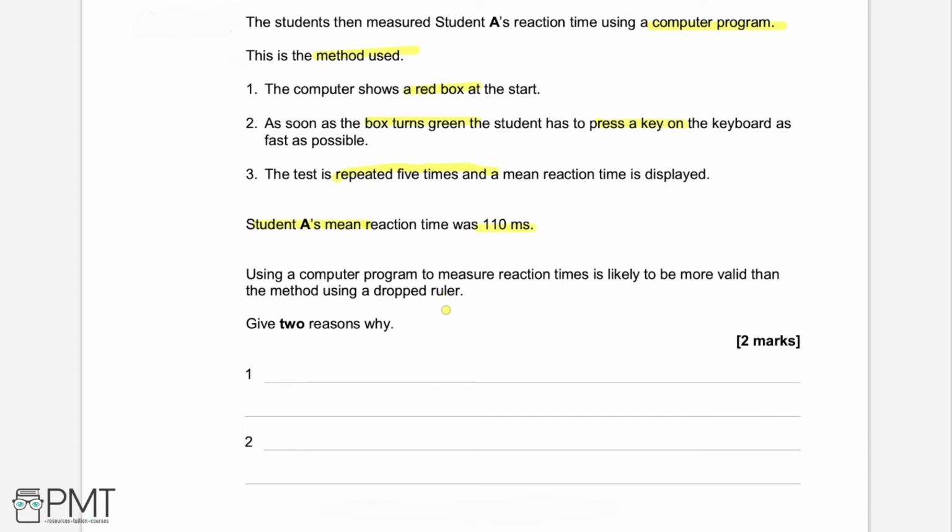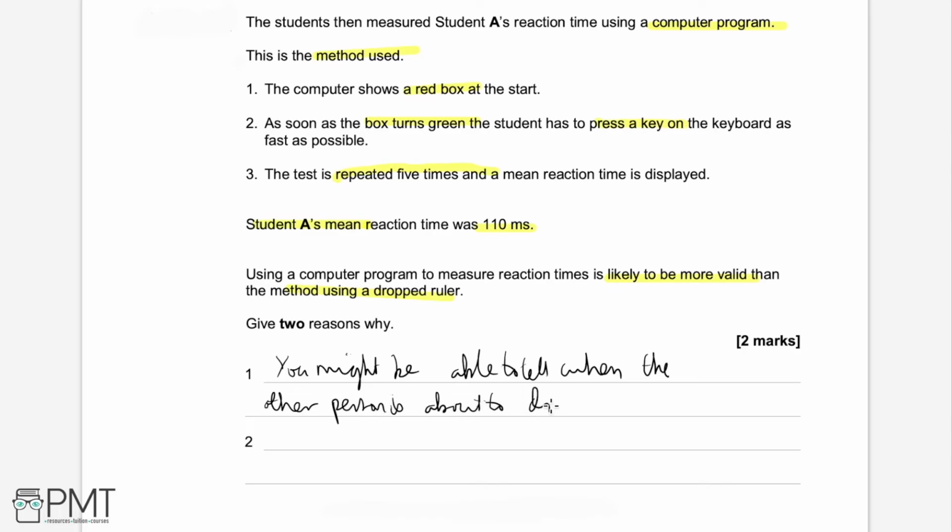Using a computer program to measure reaction times is likely to be more valid than the method using a dropped ruler. Give 2 reasons why. Well, a valid method means it's definitely repeatable. Now, there are some issues with using the ruler. First of all, somebody else is dropping the ruler, and humans are not machines. Therefore, you might be able to tell when the other person is about to drop the ruler. That's our first point.